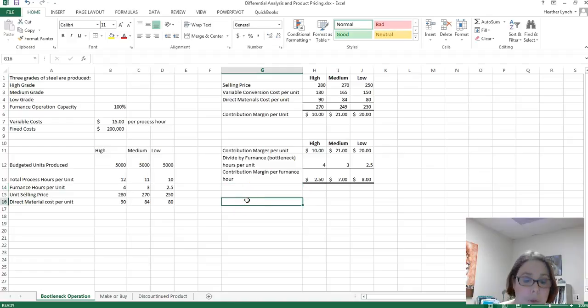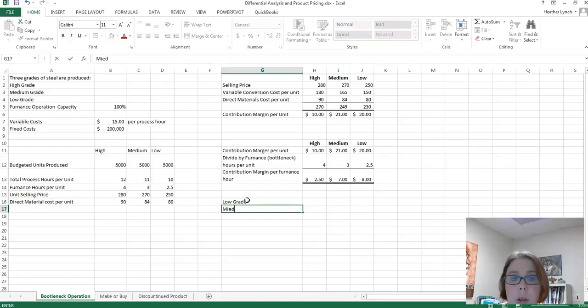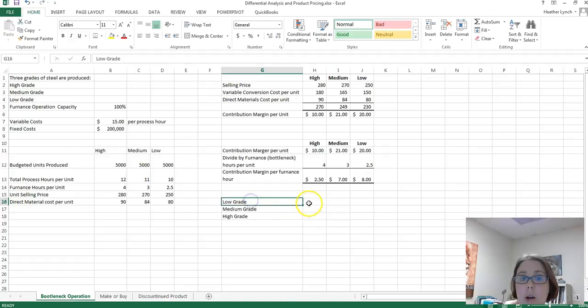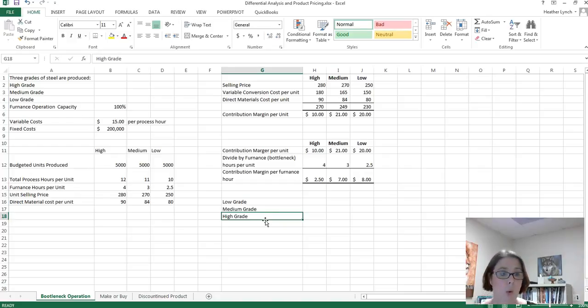So how we want to advertise this, we want to market our low grade first, our medium grade second, and our high grade last, because we're not getting as much contribution margin on our high. So we might as well try to earn our most profit on the low, then the medium, then the high grade. Okay, so that is when we have a bottleneck situation.